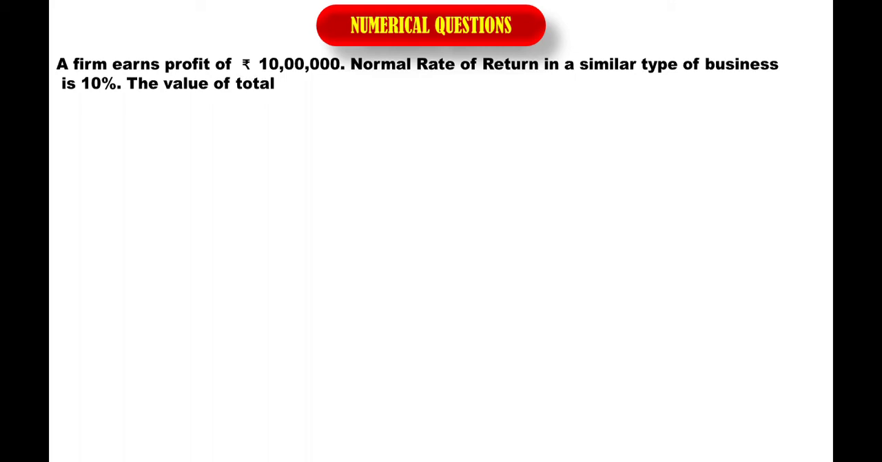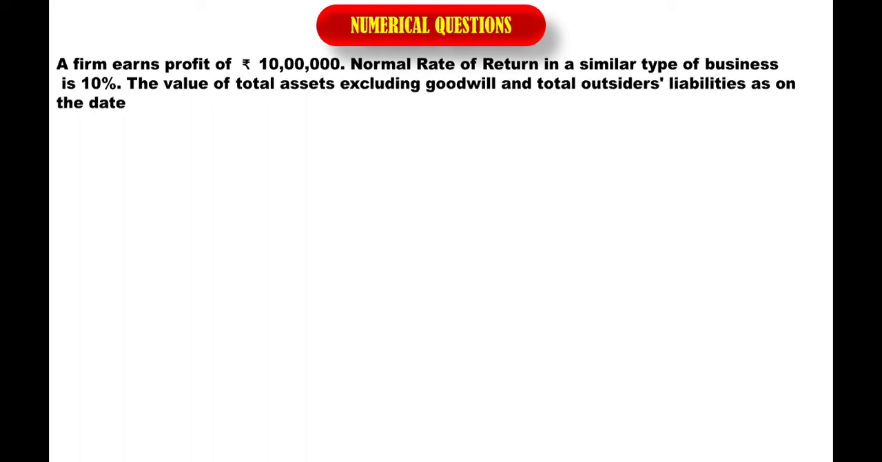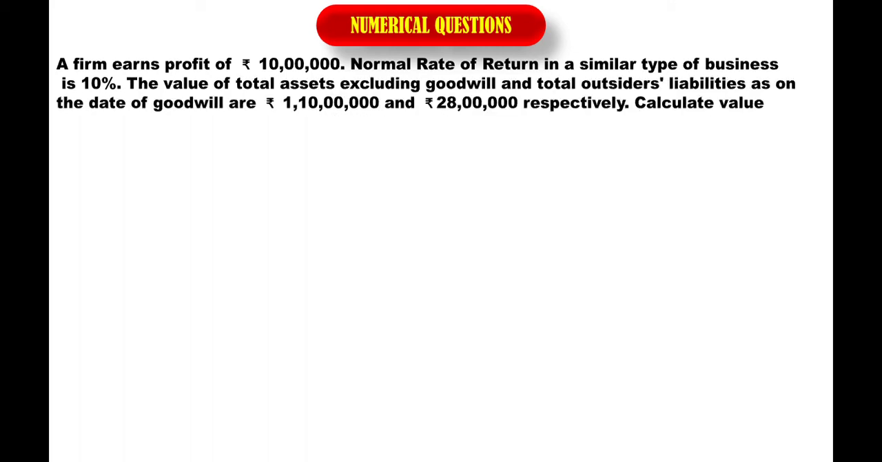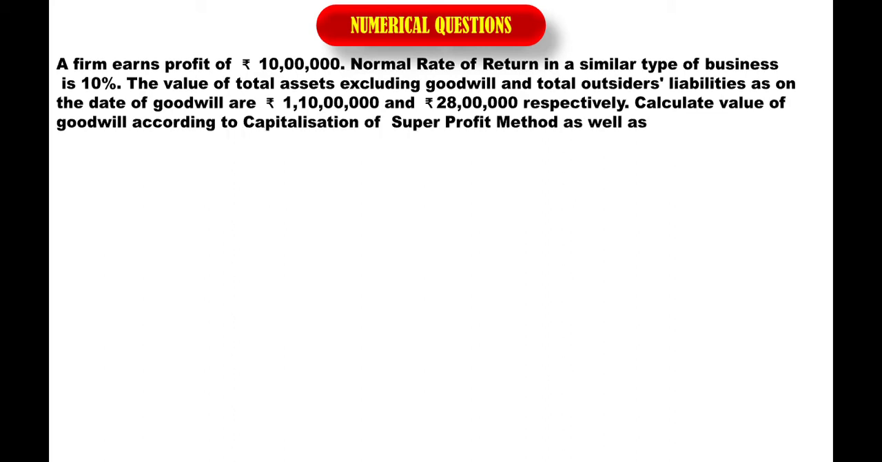Here is the numerical question. A firm earns rupees 10 lakh, that is the average profit. Normal rate of return in similar type of business is 10%. Total value of assets excluding goodwill and total outsiders' liabilities as on the date of goodwill are 1 crore 10 lakh and 28 lakhs respectively. Calculate value of goodwill according to capitalization of super profit method as well as capitalization of average profit method.